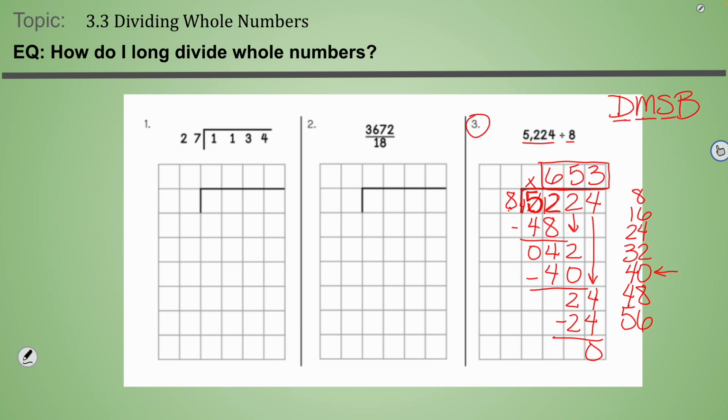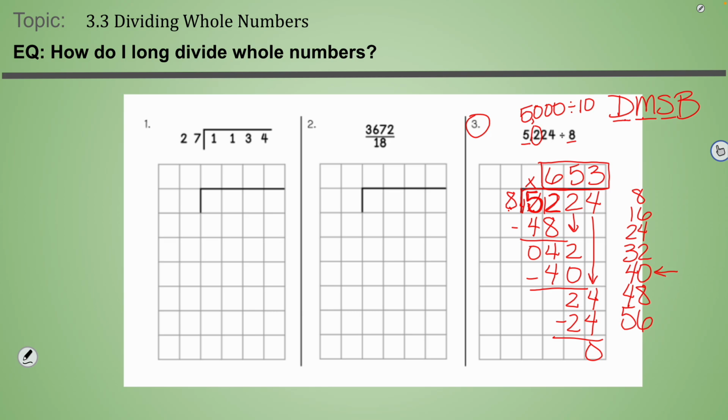I apologize, I forgot to mention that we do want to be estimating still. If we estimate, it can help us to make sure our answer makes sense. So if you think of this number, 5,000, remember we underline and circle, that would round to about 5,000. To make it easier to do in our heads, we round. This 8 could be a 10.